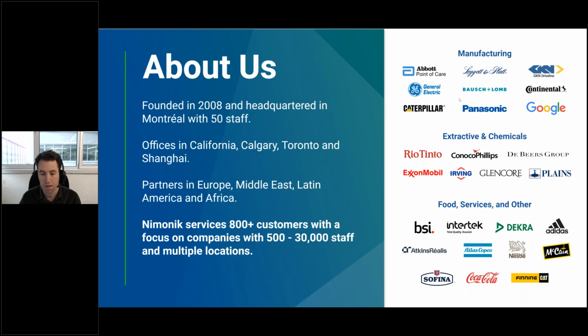We have some sample customers here on the right-hand side. Though the customers on the right-hand side are some of the more famous, well-known companies, in general we tend to focus on mid-sized companies who have between 500 and 30,000 staff. These are the companies that need turnkey solutions that are cost-effective, and we think Nimonik can deliver on that front. We have about 800 companies around the world subscribed to our service for regulatory data or standards, and we're looking to add many more in the years to come.